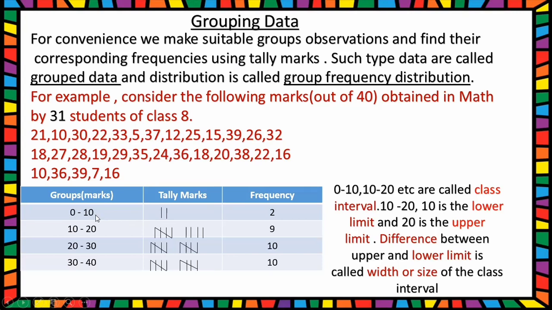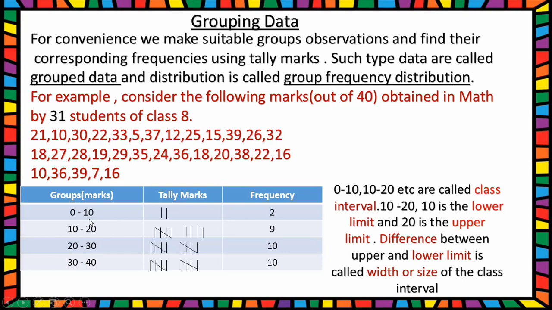And one more thing: in the first class interval, 0 to 10, the mark 10 is not included. 10 marks is included in the second group only. In the 10 to 20 group, 10 marks is included, and 20 marks is not included. 20 marks is included in the third group. In the 20 to 30 group, 20 marks is included.